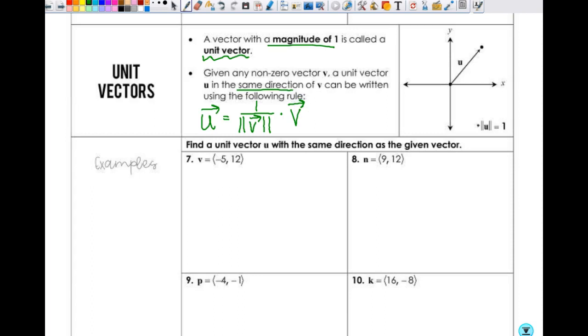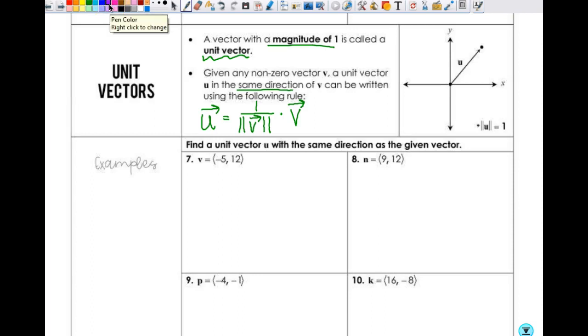Or the vector divided by the magnitude, either way. Remember that little double absolute value thing is not absolute value, it is the magnitude. So if I take 1 over the magnitude times the vector, that will give me the unit form of that vector. Okay, we'll talk more about why we care and what we're going to do with them, but we've got to get it first. So we are going to use that to find a unit vector U with the same direction as the given vector.